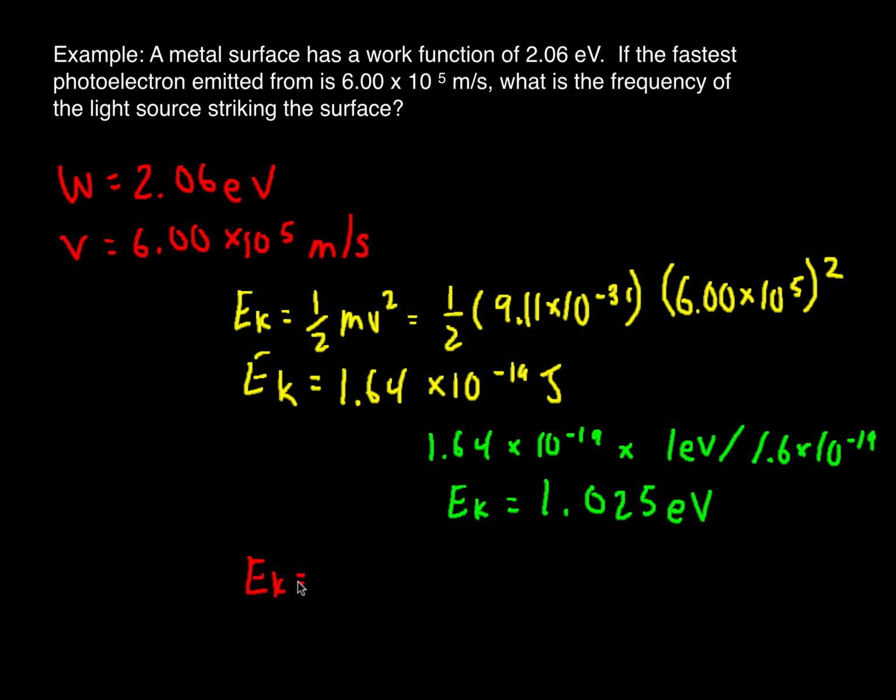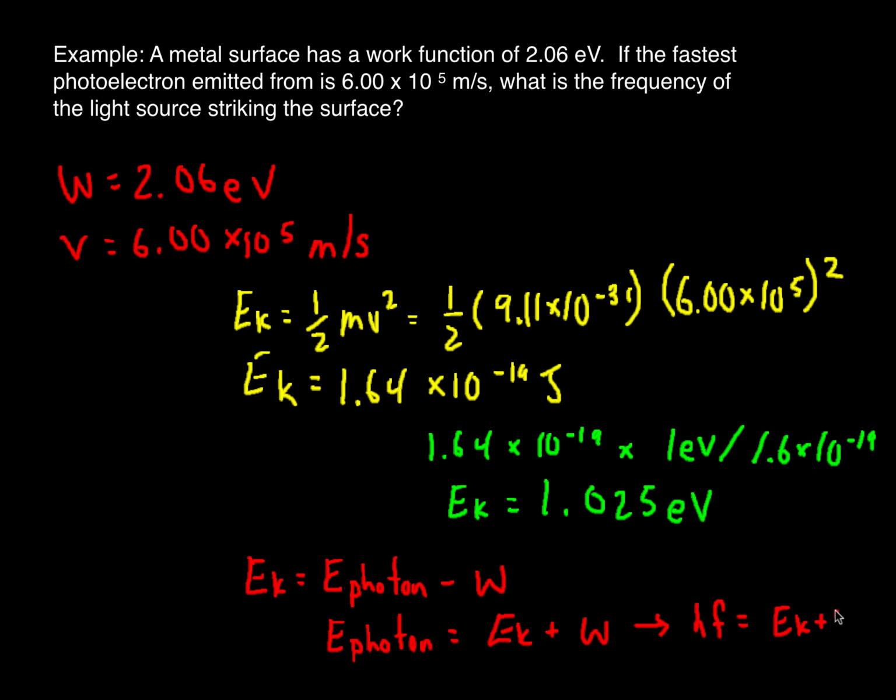We know the kinetic energy of the escaping electrons is equal to the energy of the photons falling on them minus the work function of the metal. We can rearrange this for the energy of the photons that fall on it. Energy of photons equals Ek plus the work function. Since the energy of the photon, given by Planck's formula, is hf, we can write hf equals Ek plus W. And if we divide this by h, we get f equals Ek plus W divided by Planck's constant.